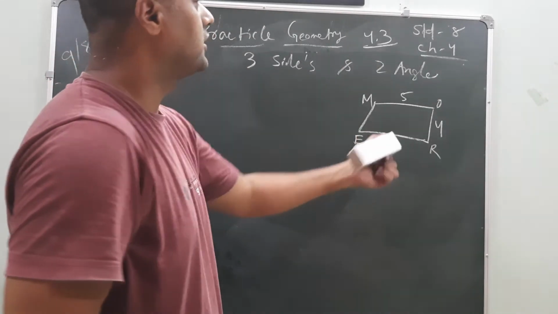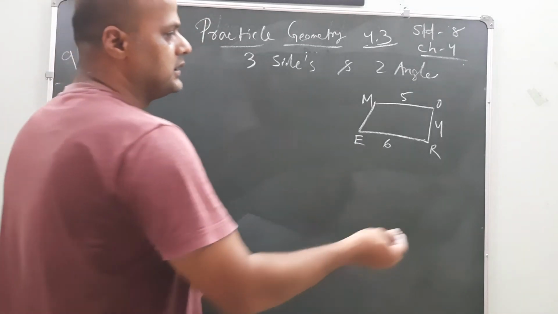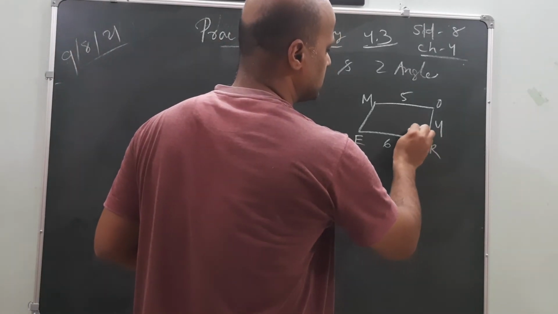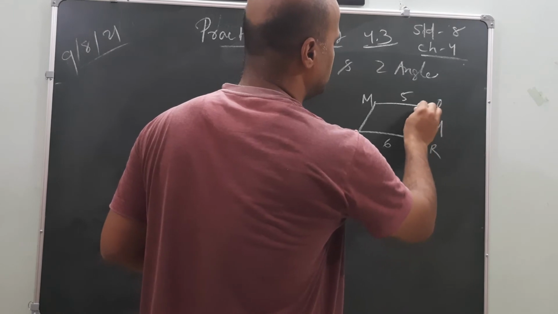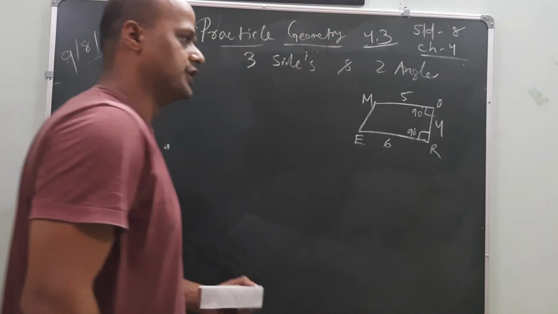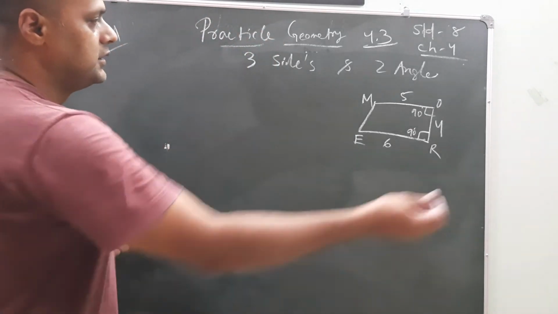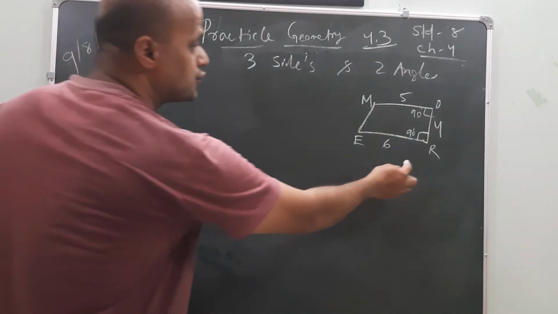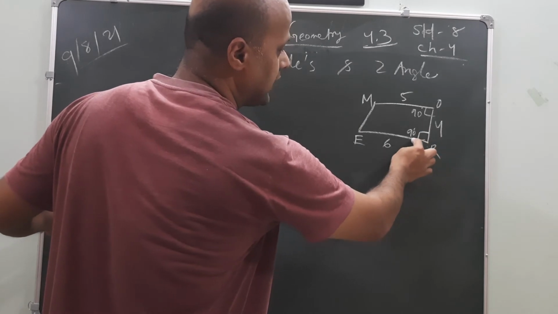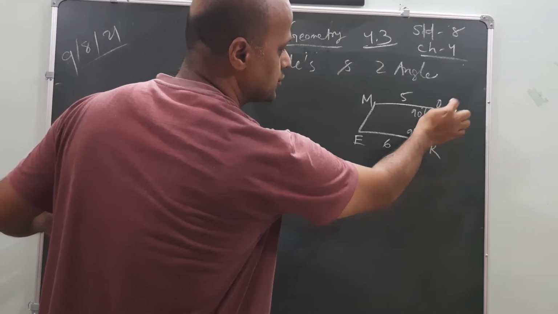Okay, now tell me, this angle is 90 degree and this is also 90 degree. How will you draw it? If two angles and three sides are given, how will you draw it? Let's take it. Which one is given? Common sides and common angles. Which two are given? This one is given. So first take this one.